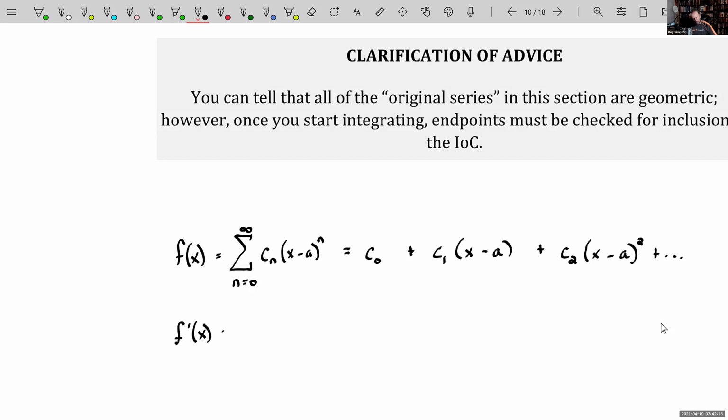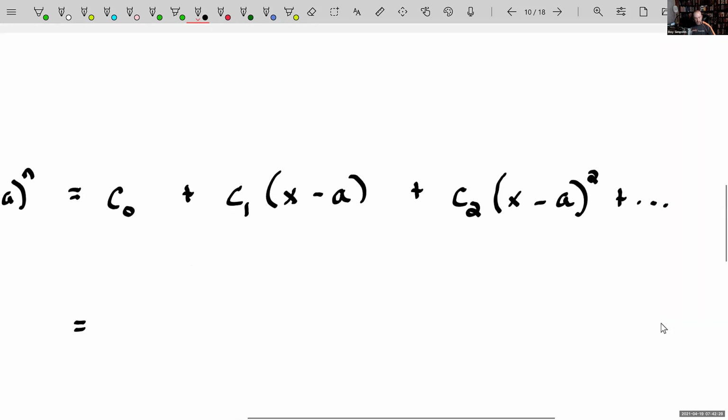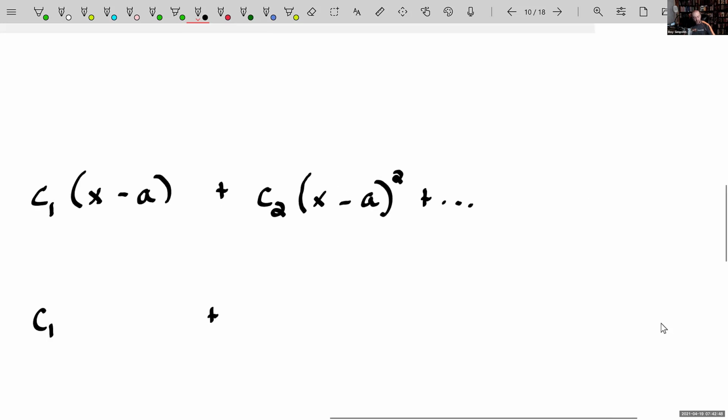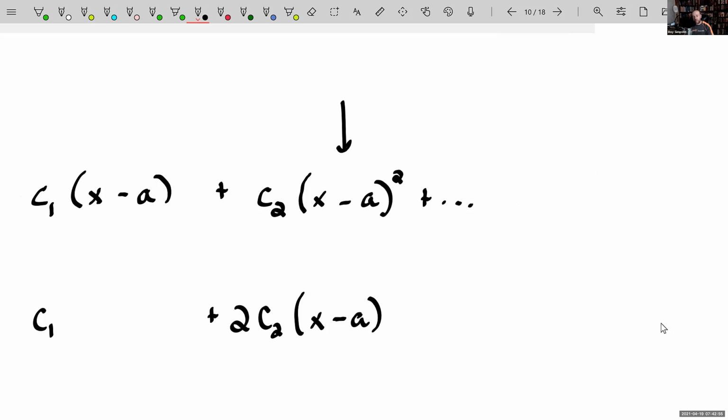Well, I'm going to skip over the center for now, and I'm just going to take a look at what we're used to, the derivative of a polynomial. The derivative of c1, a constant, times (x minus a): well, the derivative of x minus a is 1. So it's 1 times c1, plus the derivative of this piece right here, which is going to be 2c2 (x minus a) to the first times the derivative of x minus a, which is just 1.